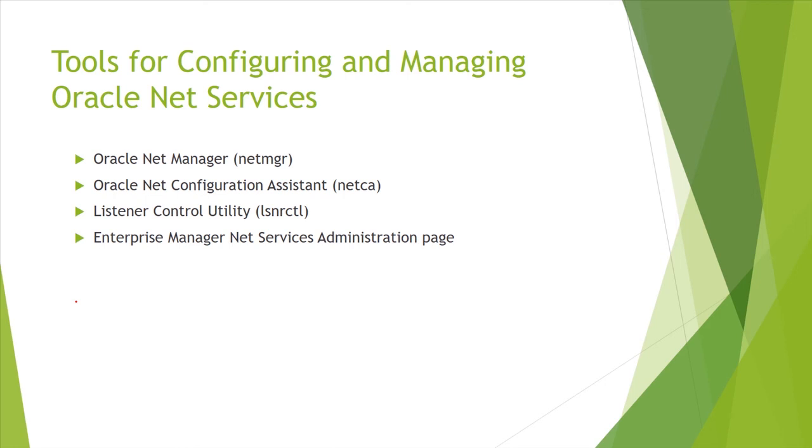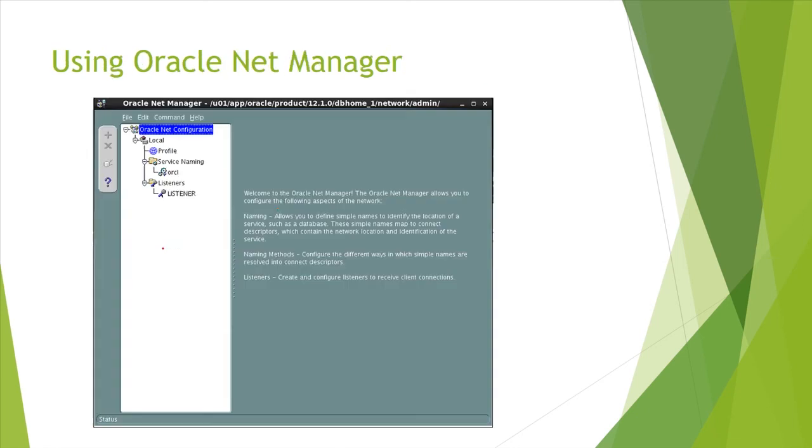There are many tools to configure Oracle Net services. The first tool is netmgr, or Oracle Net Manager. The second tool is Oracle Net Configuration Assistant, netca. The third tool is lsnrctl, or Listener Control Utility. The last tool is Enterprise Manager. In Enterprise Manager, either Oracle 11g Enterprise Manager or Oracle Cloud Control, you can access the Net Services Administration page to configure the listener and naming resolution.